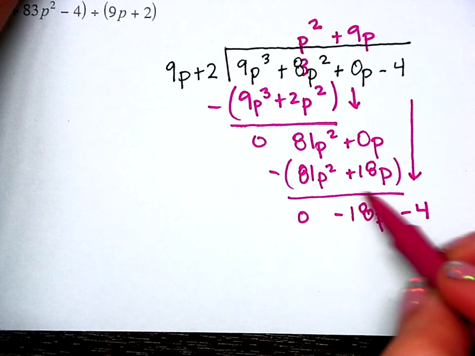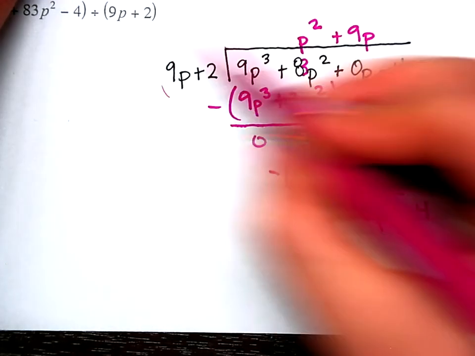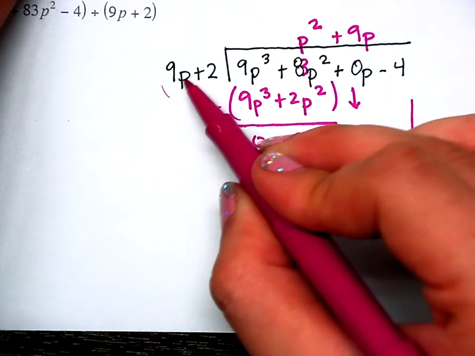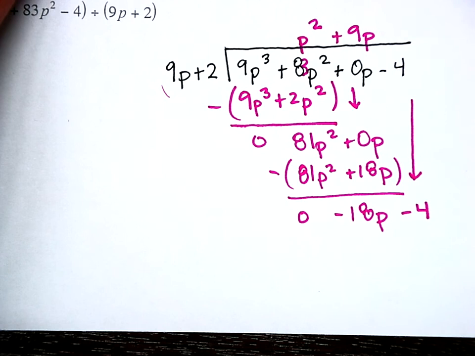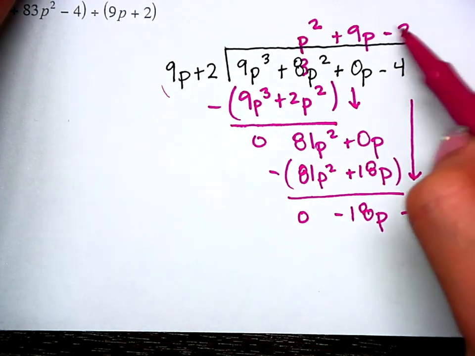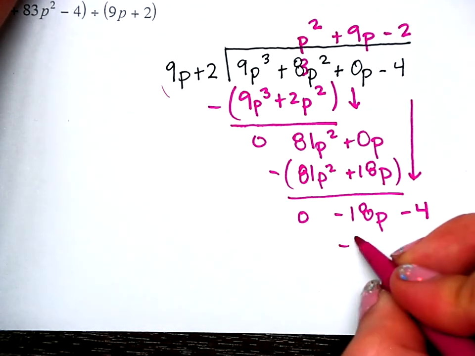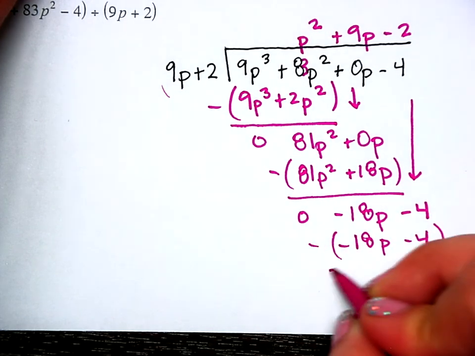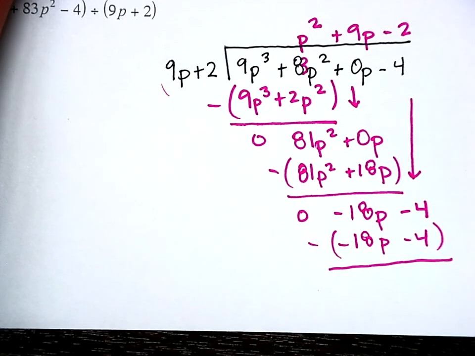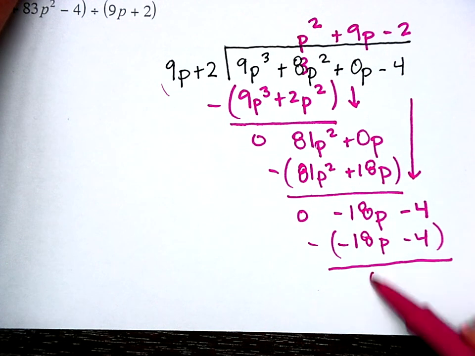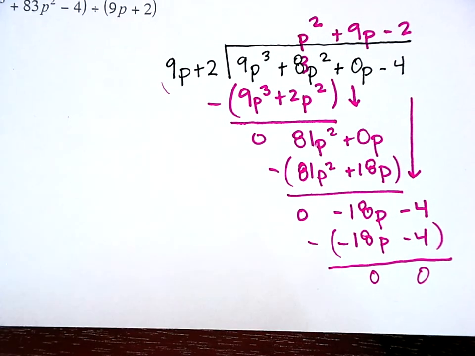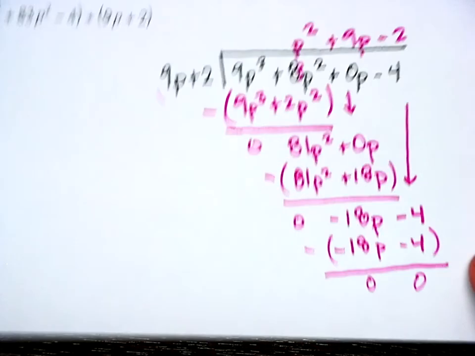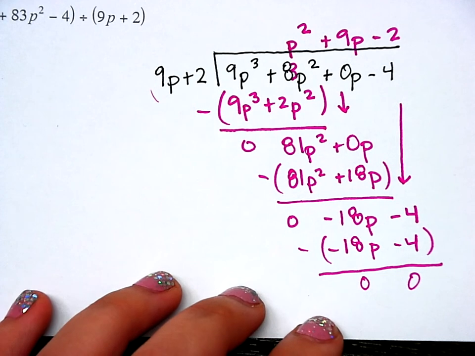Okay, so divide by 9p. Notice this power is not less than this one, so we can keep going. This is going to give me negative 2. Multiply, so multiply by both. And subtract. Don't forget your parentheses. Notice here when I subtract both of these terms, these are both going to cancel. So in this example, we do not have a remainder.